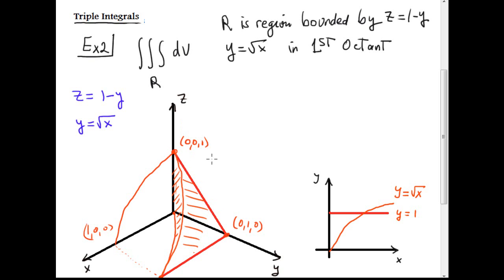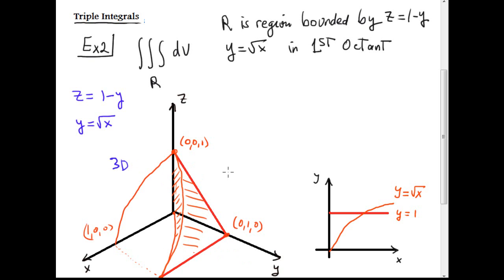So let me try to do the sketch in 3D. It's a little bit complicated. Okay, I know that this is a plane bounded by the cylinder like that. So we have one face here, another face here, and the last face is the x, y plane, z equals 0. Okay, this is 3D.